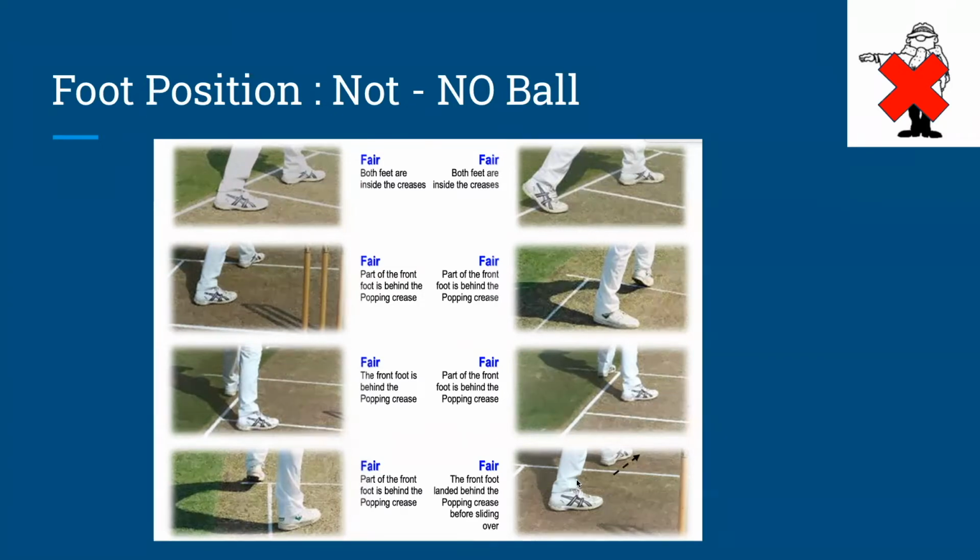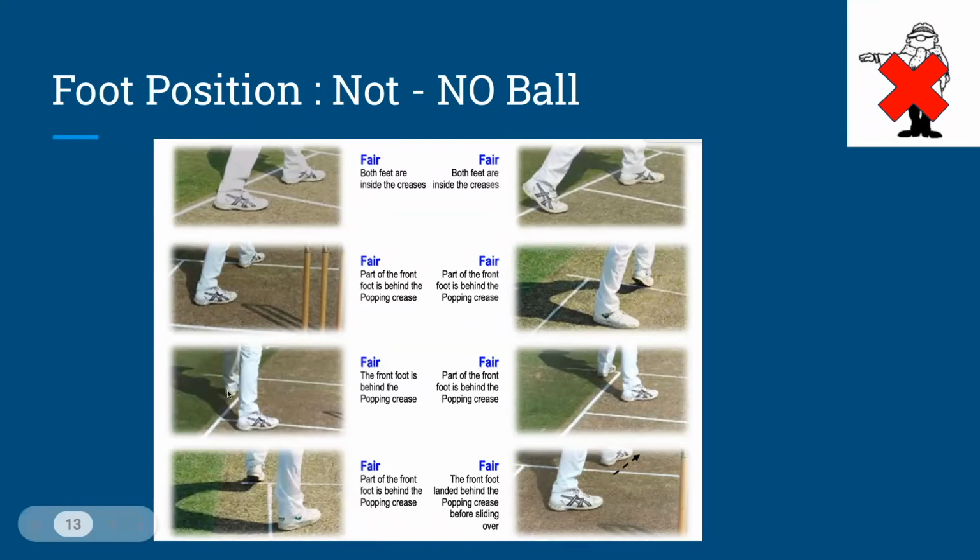Okay, so these are all there. One other thing that you can see, the third picture bottom to the left, the popping crease, right? If the front foot is outside the popping crease, it's okay. It's only the back foot that matters, right? The front foot can be anywhere. The back foot is all that matters from the perspective of no ball, right?